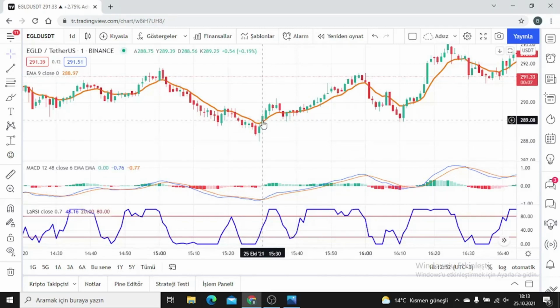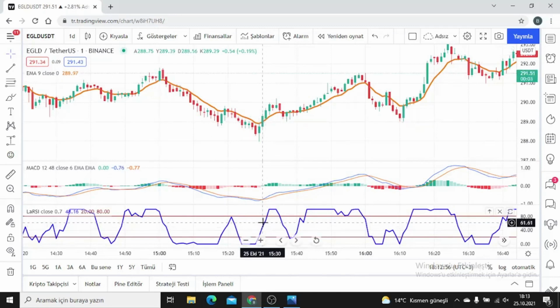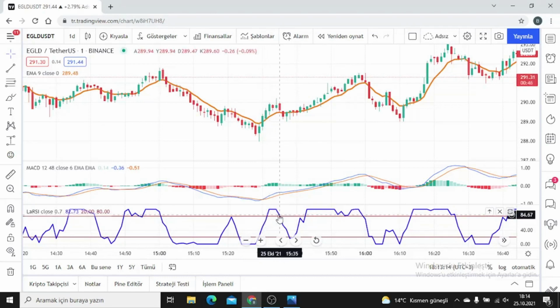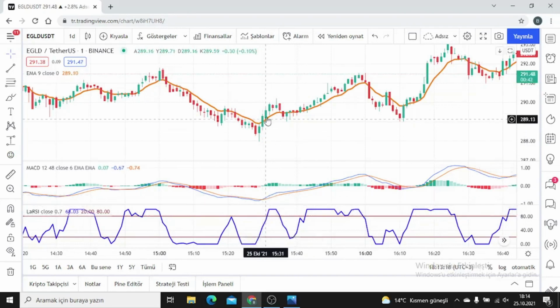Guys, first of all, we are looking now. The MACD has given a buy signal, the price has closed the candle on the EMA, but LRSI is here, as you can see. So what are we doing here? What we said, friends, we buy when LRSI crosses upwards in the 80 region. And when LRSI crosses above here, we buy, when it crosses below, we sell.